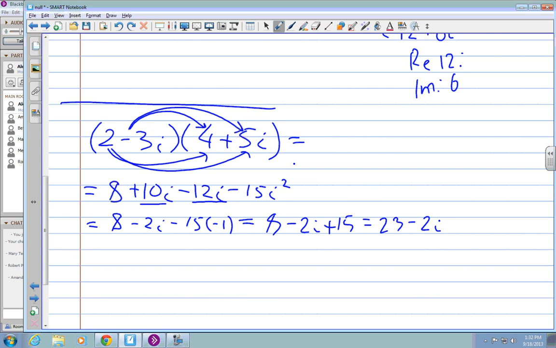Is that okay? 23 is the real part. -2 is the imaginary part. Good? Questions? You okay? All right. You have a puzzled look. So it's not that scary. They're actually very friendly. Before you start dividing them. Dividing is a little nastier.